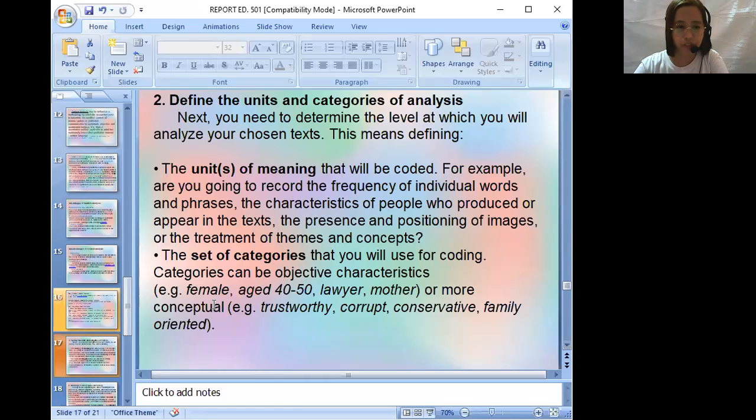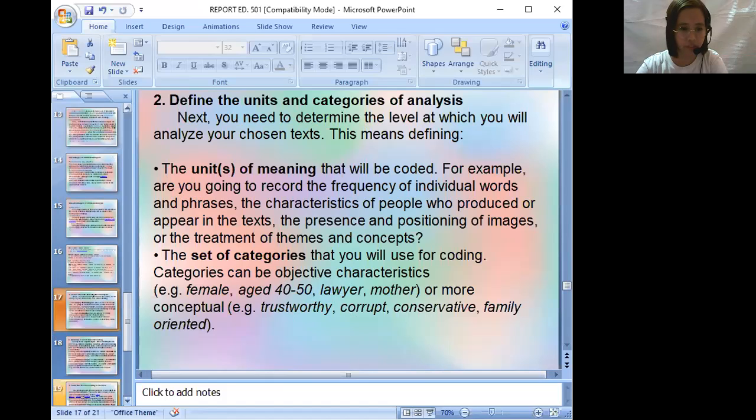The set of categories that you will use for coding, or categories can be objective characteristics. Example, female aged 40 to 50, lawyer, mother, or more conceptual. Example, trustworthy, corrupt, conservative, family-oriented. Okay, next, so we have the 18th.